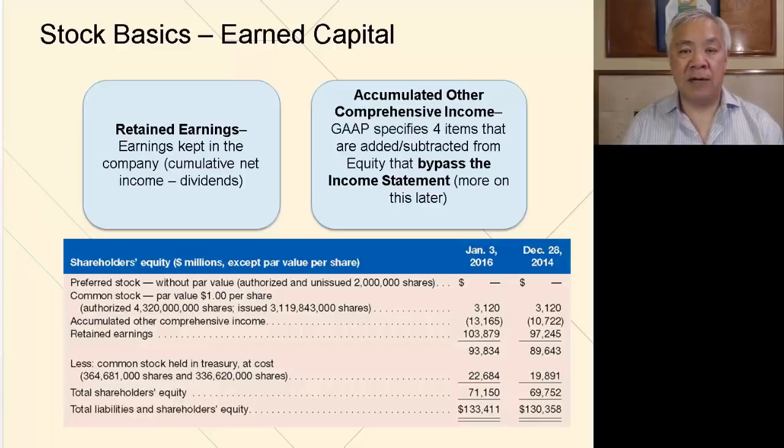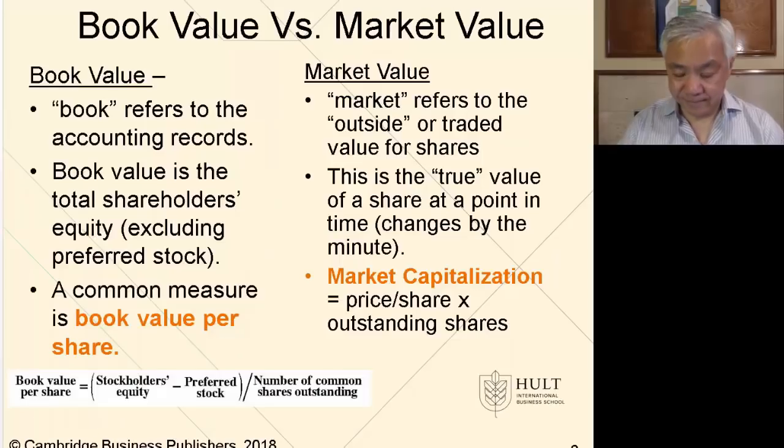AOCI is a very technical area, and we'll look at them and explain a little bit on why GAAP requires and allows some gains, losses, profits, and losses to flow around the income statement and go right to equity. There are reasons, of course. Start with some commonly confused terms of book value versus market value. Book value, the word book means it's in the general ledger or the accounting records. So book value refers to the total amount of shareholders' equity, in this case, excluding preferred stock, because it's only common equity we look at.